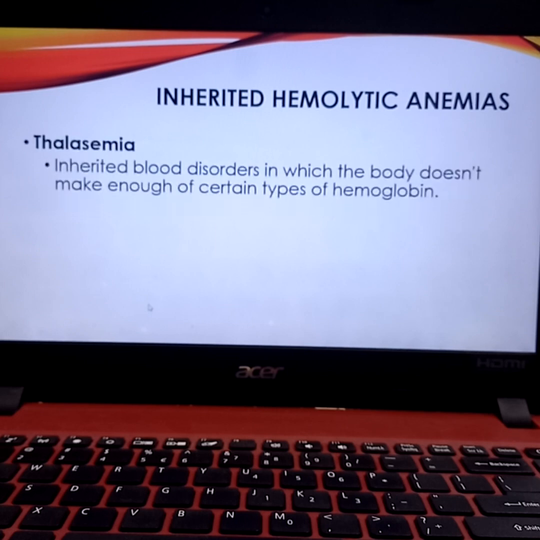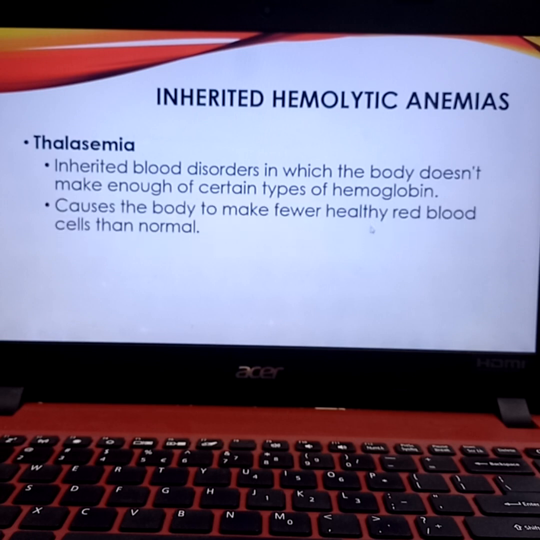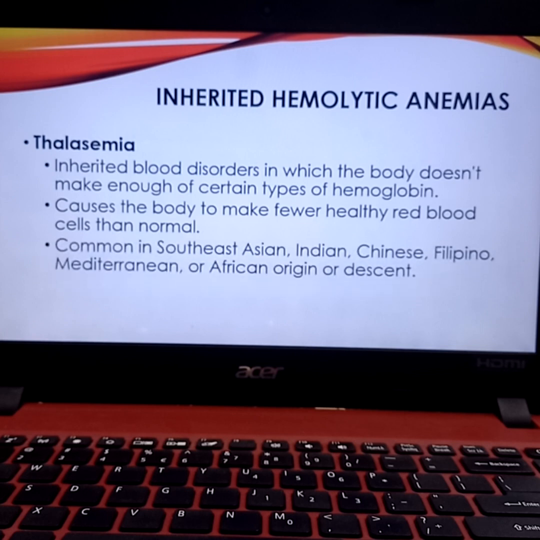Let's start with thalassemia. Thalassemia is a type of inherited hemolytic anemia, a disorder in which the body doesn't make enough of certain types of hemoglobin. So this is basically a lack of hemoglobin. As we already know, hemoglobin is the oxygen carrier of the blood, which also makes the blood color red. This condition causes the body to make fewer healthy red blood cells than normal, and it is common in people of Southeast Asian, Indian, Chinese, Filipino, Mediterranean, and African descent.